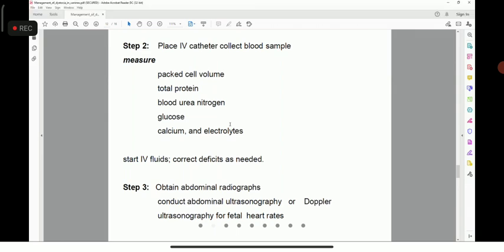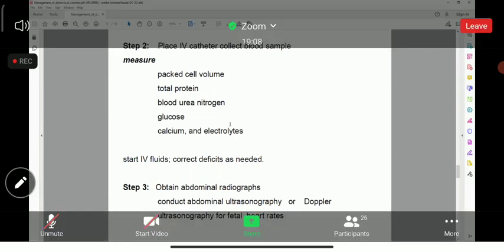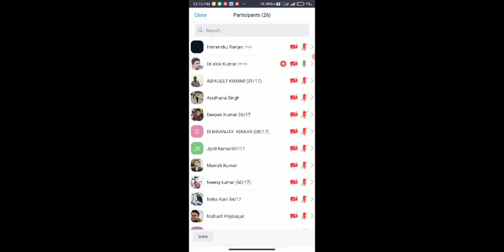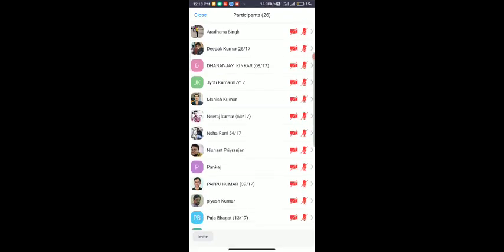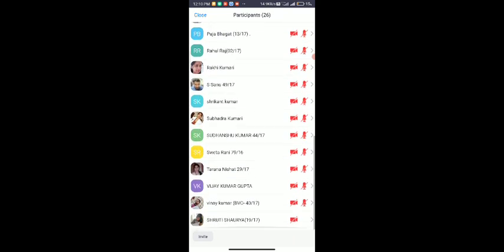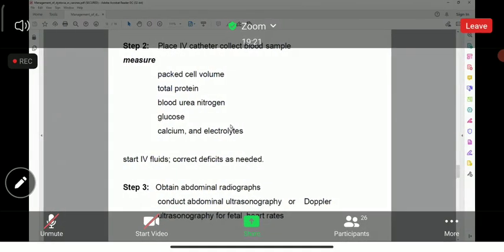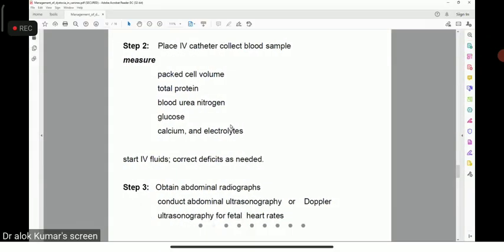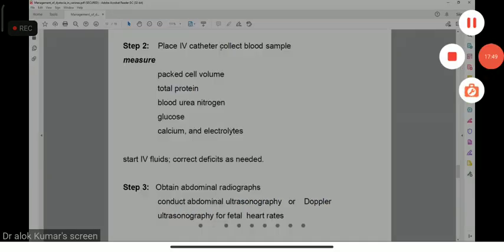Okay, it depends upon the economy. You have to think about the economy of the owner as well. Suppose he is not able to pay this much, so you can skip one or two tests, but these are very, very essential. Okay, after blood collection and sending it for laboratory test, the IV catheter is placed.